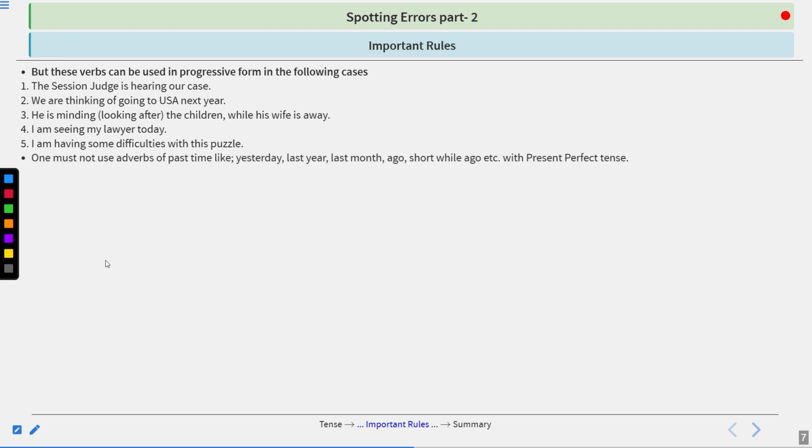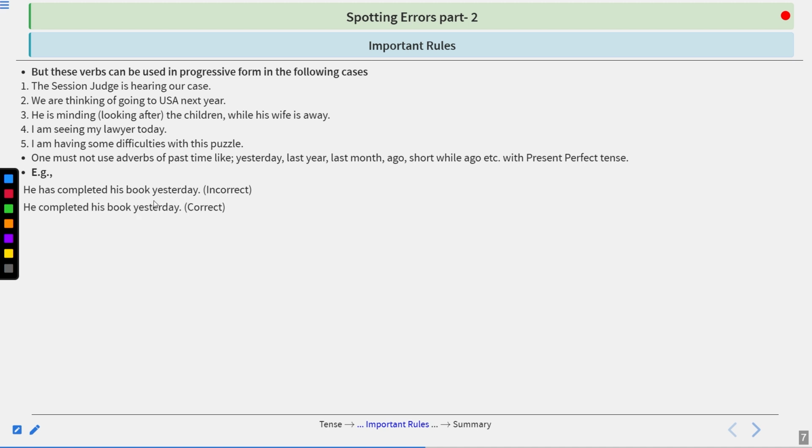One must not use adverbs of past time like yesterday, last year, last month, ago, a short while ago, etc. with present perfect tense. So we do not use these time expressions with present perfect tenses. Example, he has completed his book yesterday. This is incorrect because we have used present perfect tense here, and we can't use a time expression which refers to the past, such as yesterday.